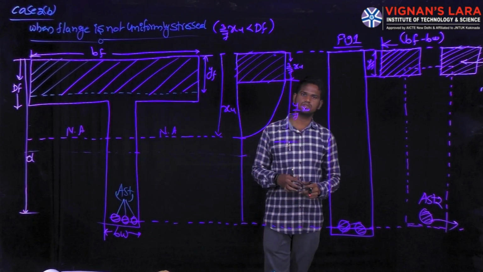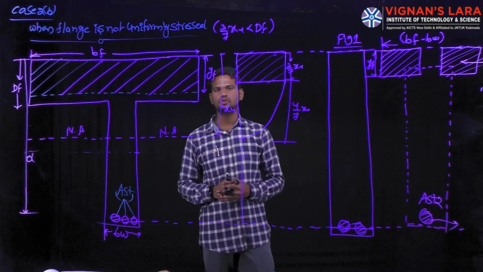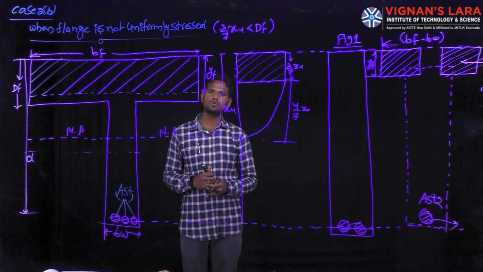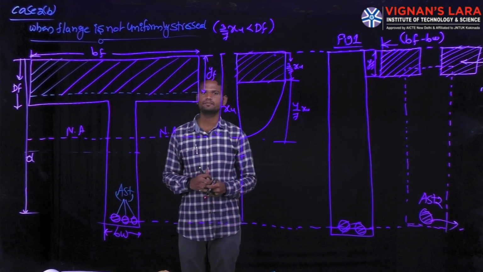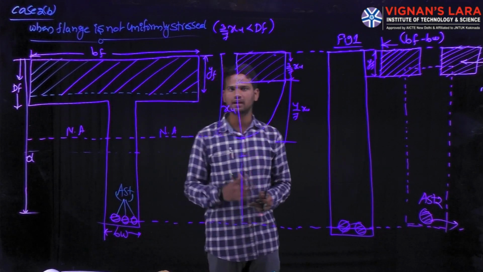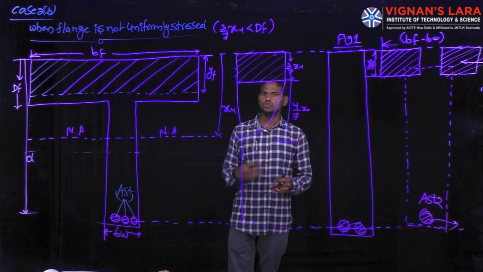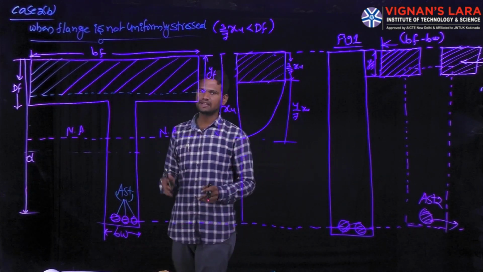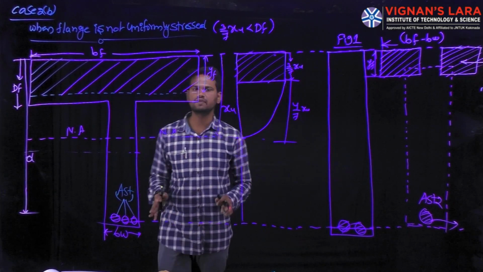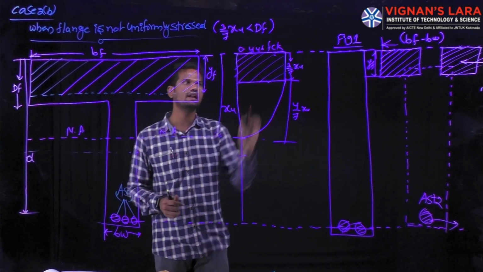Last class we saw the analysis of flanged beams when the flange is uniformly stressed. In today's class we are going to discuss the same condition, that means when the neutral axis lies within the web portion but the flange is not uniformly stressed. In this situation, how should we analyze and design a flanged beam? That we will discuss in today's class.